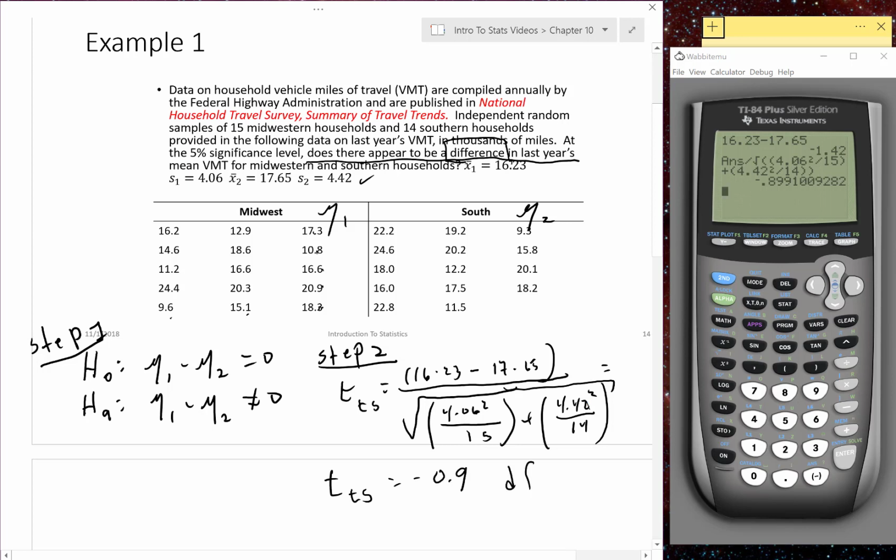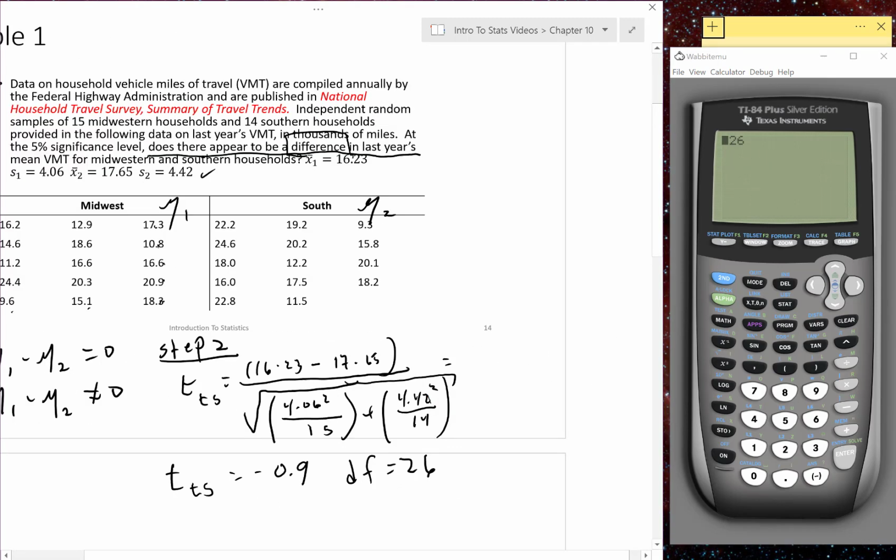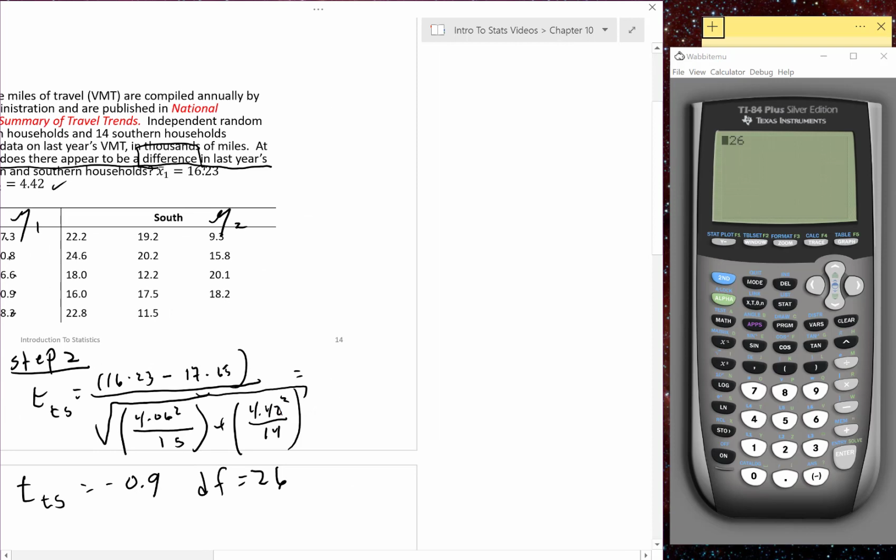So then our degrees of freedom is going to be program df. Okay, there it is on the screen. Now we'll run it. So 4.06 and N1 is 15. And population 2, so 4.42, and then 14. So our degrees of freedom here is 26. All right, so then step 3 is to compute the p-value.